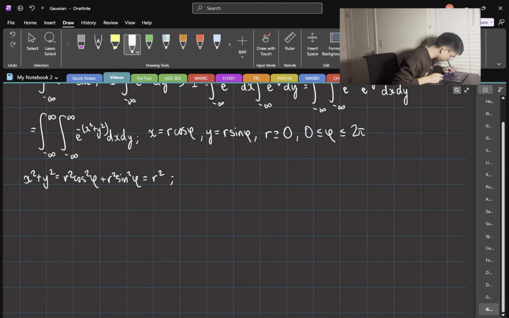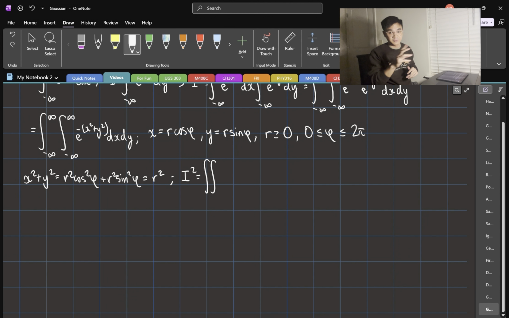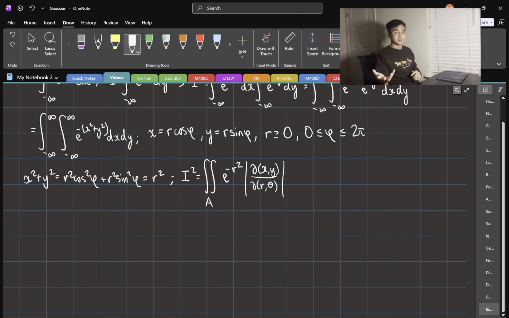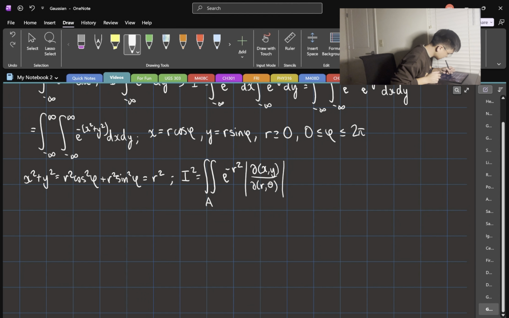So now let me rewrite the integral. So we have I squared is equal to some double integral. Now I don't know what the new bounds are because we've changed coordinate systems. I need to check the area that we're integrating over. So we'll just call it A of e to the minus x squared plus y squared, r squared, times the scale factor, the magnitude of the Jacobian determinant is what this is called. That thing is a matrix of partial derivatives times dr d phi.